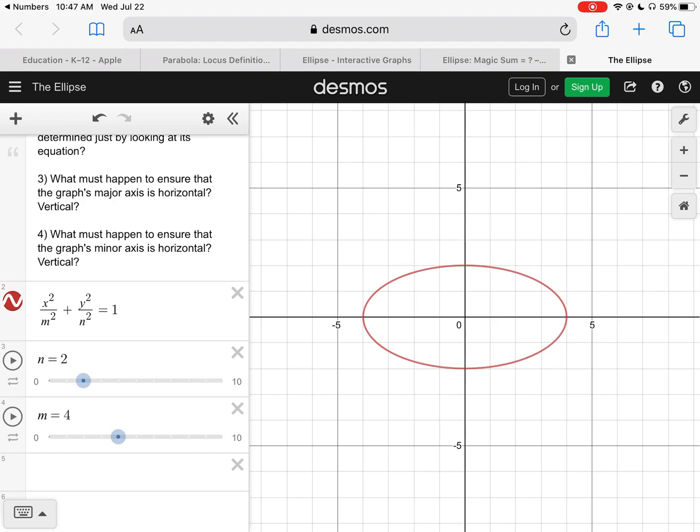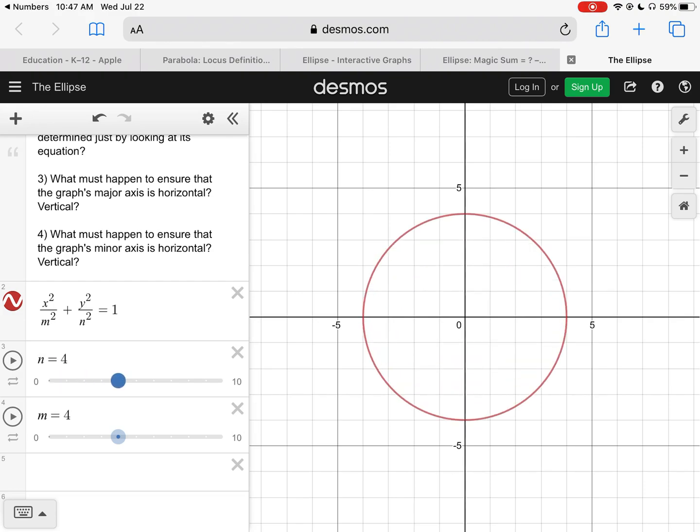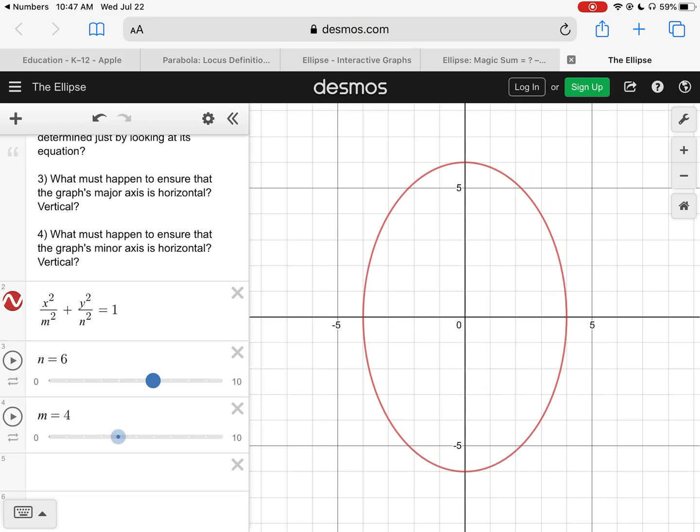What must happen to ensure that the graph's major axis is horizontal or vertical? And what must happen to ensure the graph's minor axis is horizontal or vertical? So right now, as it stands, the major axis is the horizontal x-axis. The minor axis is the vertical y-axis, all right? So you can play around with either slider to get that to change. All right, so right there is where it changes, okay?